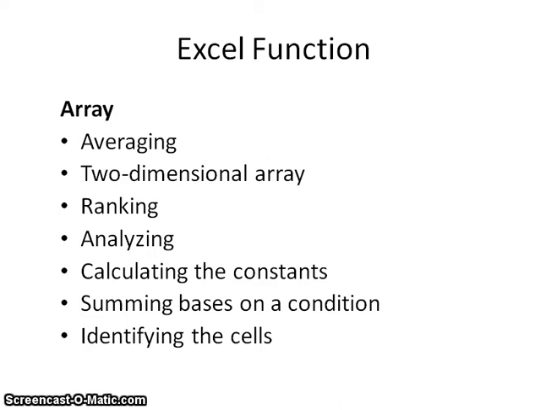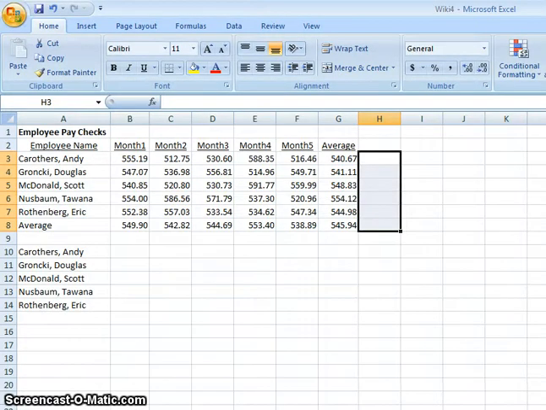We will be dealing with the Excel function called the array. It's pretty easy, but then we will expand more of it as we deal with how to do arrays in averaging, doing a two-dimensional array, using the ranking, and how to analyze each of the formulas and things that you can do more about it, and calculating the constants, then summing based on a condition, and then identifying the cells.